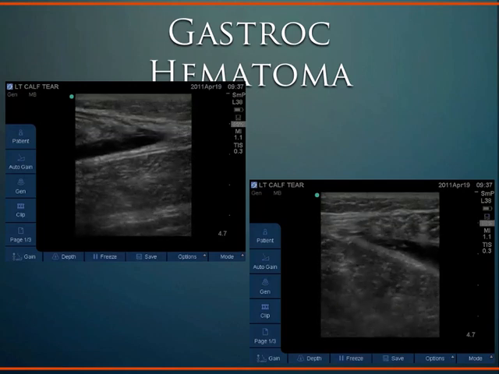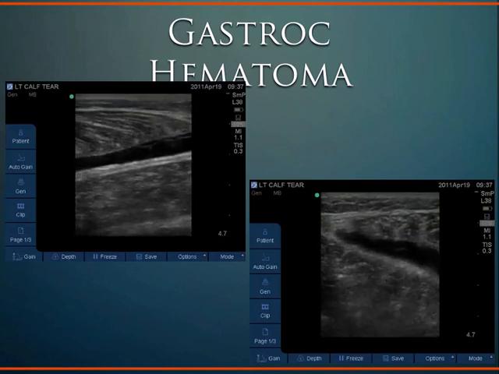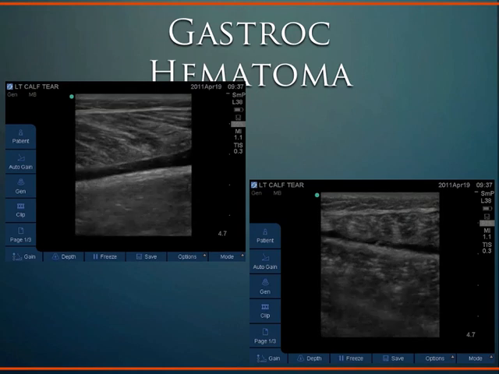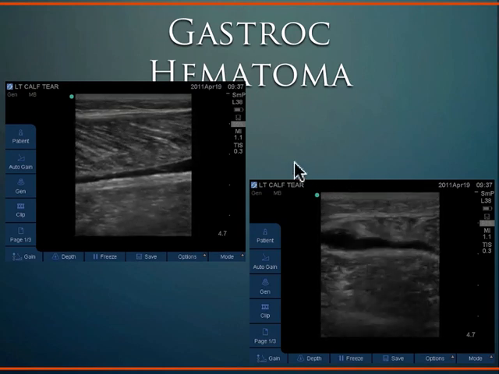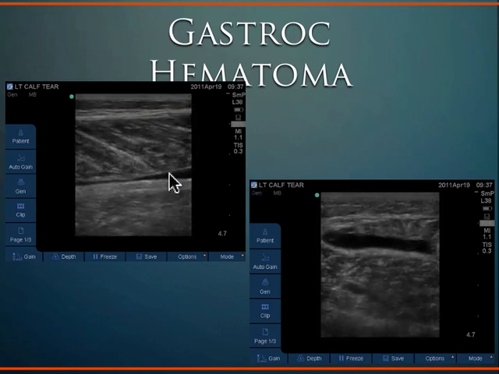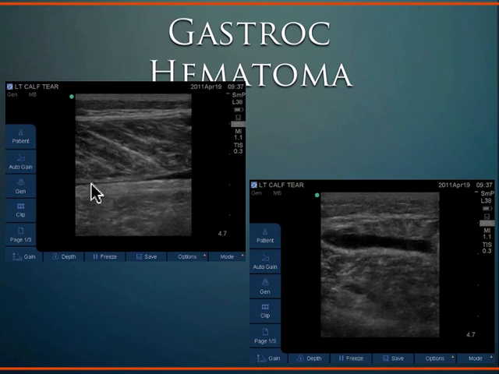This is a patient I saw just a couple weeks ago, calf or gastroc tear with corresponding hematoma. So I'm just moving through the spectrum of the hematoma through here, and we'll replay that image.